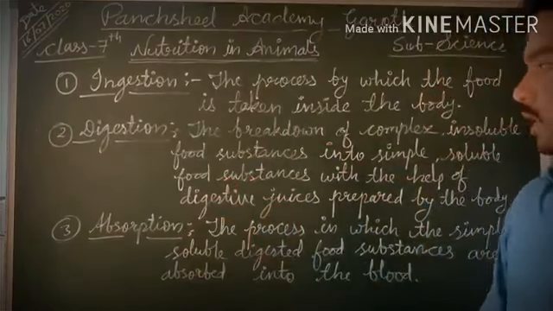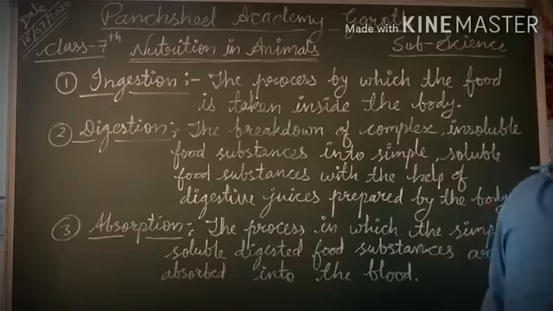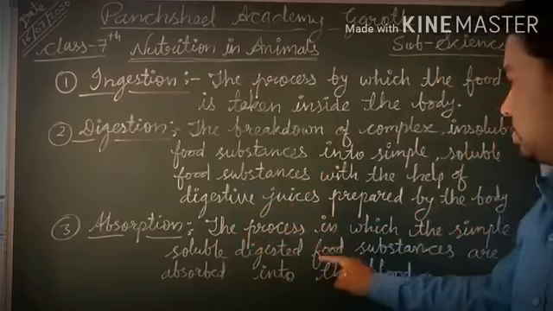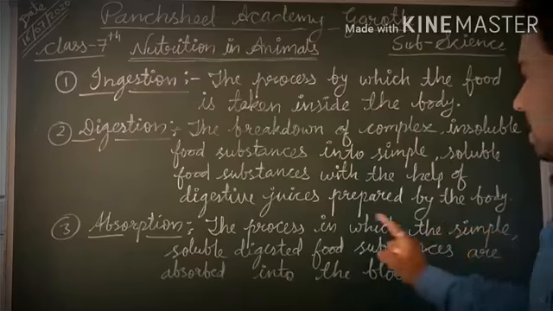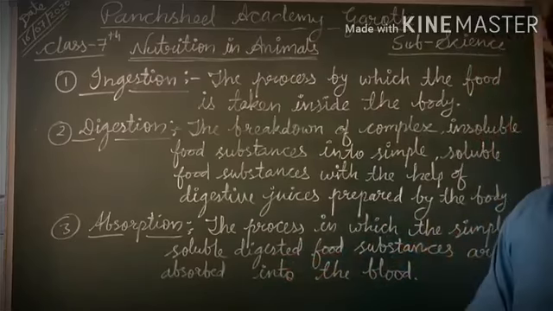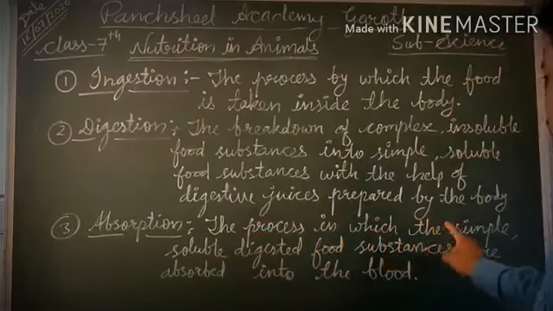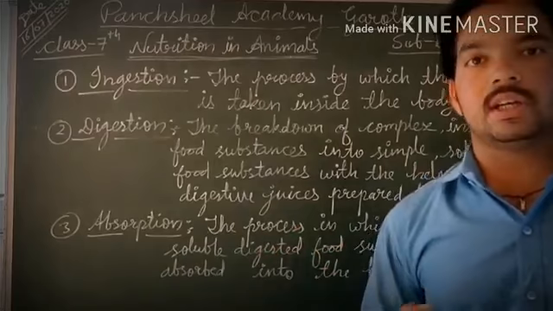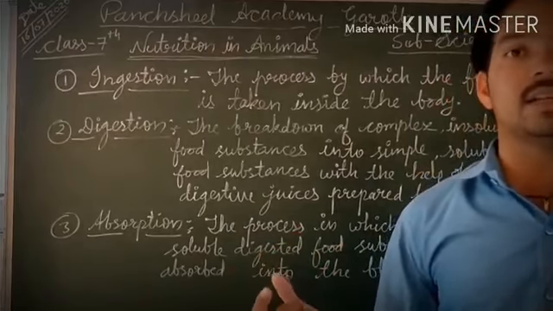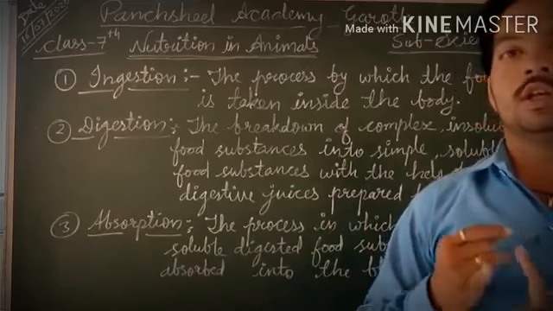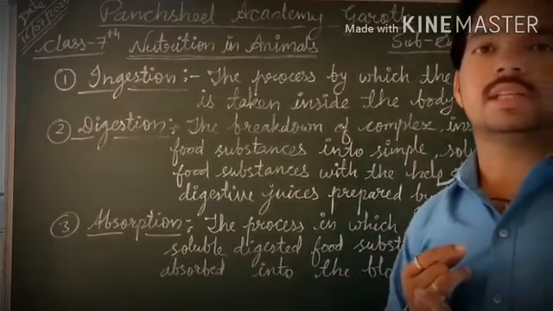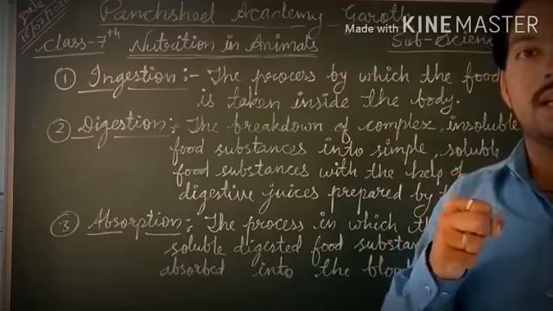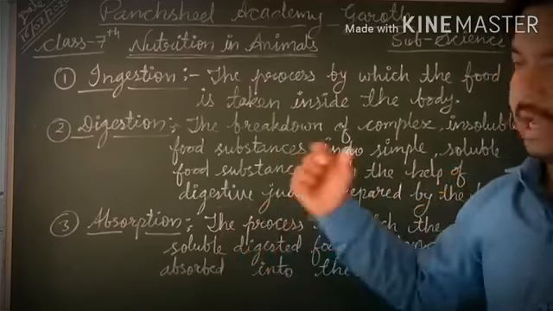Now the third main step is absorption. After digestion, the third step is the process in which the simple, soluble, digested food substances are absorbed into the blood. After digestion, the product is simple and soluble. These soluble and simple substances are further absorbed into our blood, so that they can be utilized. This process is called absorption.